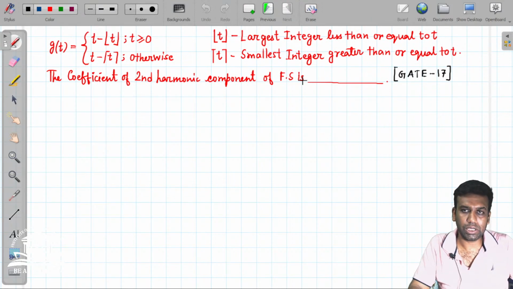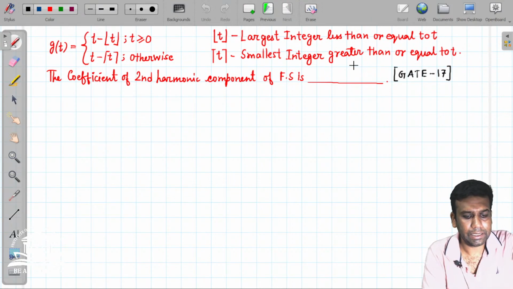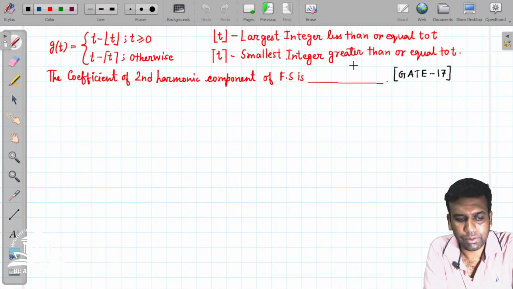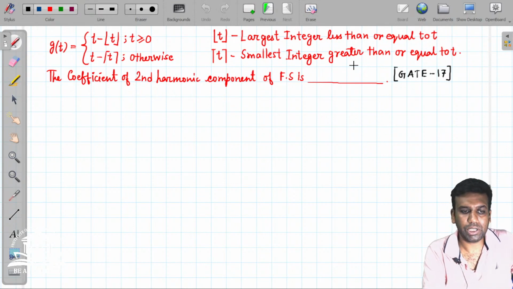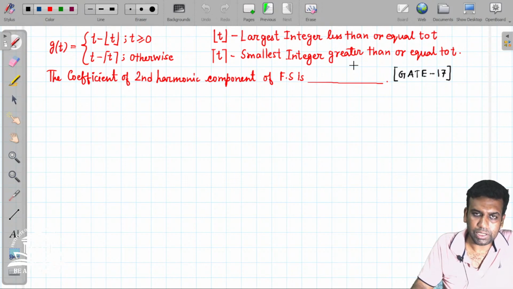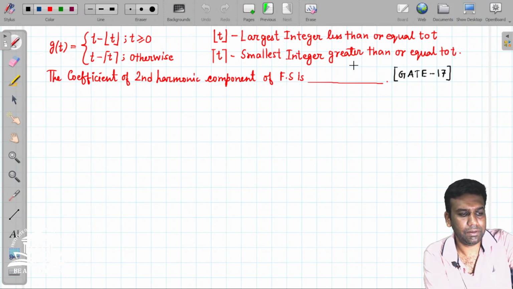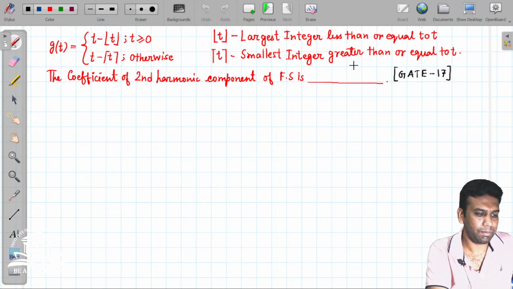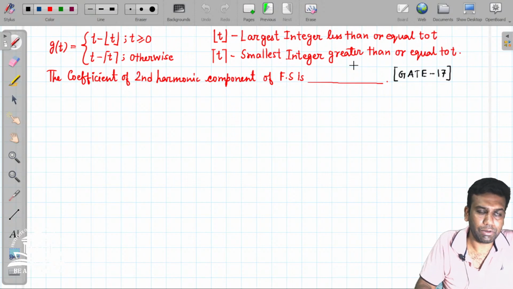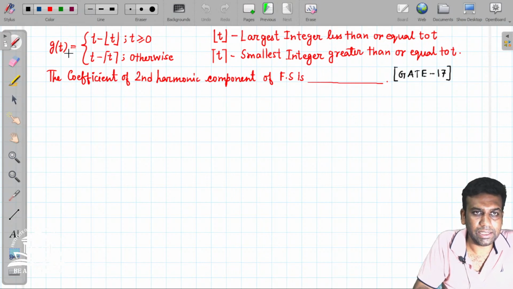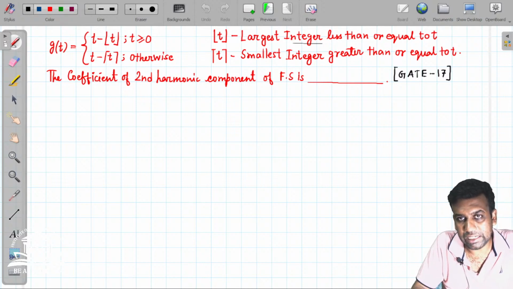So this is another question of electrical. In the electrical branch, this question has come. So you can see the question. The question is very simple, but the statement is very complex. What is written here in the question? They have given a g(t) signal, and g(t) equals t minus this bracket. This bracket is different. You can see what this bracket means: the largest integer less than or equal to t.